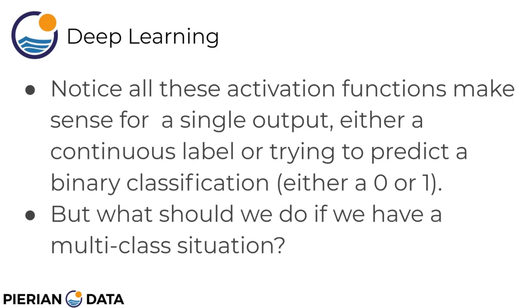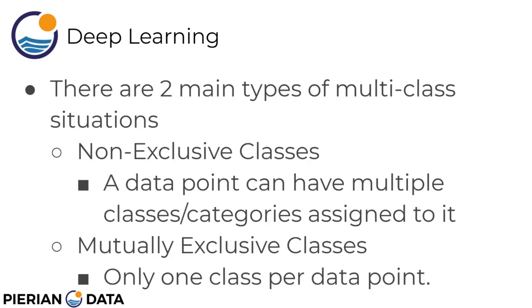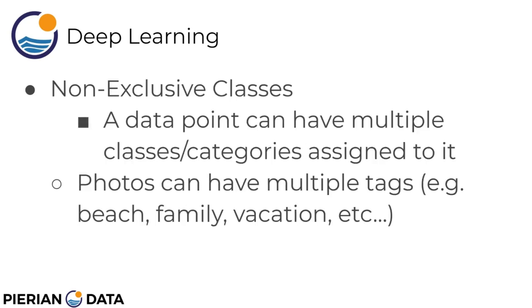In a multi-class situation, the output layer is actually going to have multiple neurons. Keep in mind there are two main types of multi-class situations. There's the non-exclusive class situation, and non-exclusive basically means that a single data point can have multiple classes or categories assigned to it. A mutually exclusive class situation, which is typically the more common type when you're learning about machine learning, is where you can only have one class per data point. So let's go ahead and look at the activation functions for these two use cases.